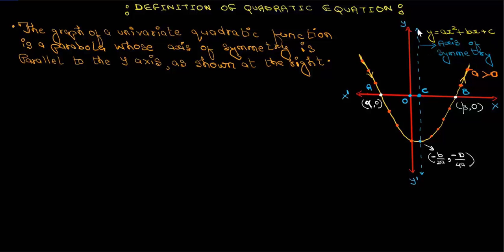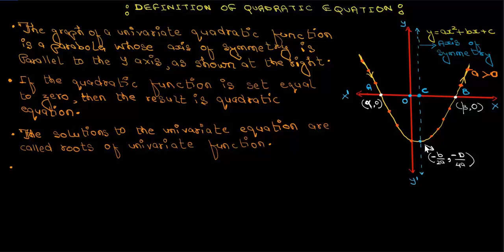So this parabola has an axis of symmetry. This dotted line is the axis of symmetry, which means the parabola from this point to this point is symmetric to the part from this point to this point. So this is why this is the axis of symmetry, and these are the two points of intersection of this parabola and the line y equal to 0, which is the x-axis. Let's say the coordinates of this point are alpha comma 0, and the coordinates of this point are beta comma 0.